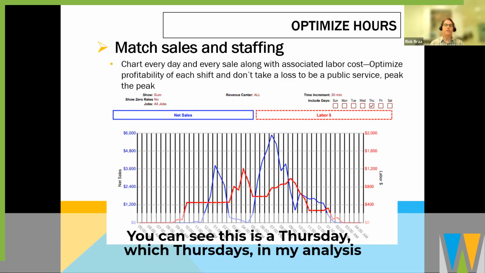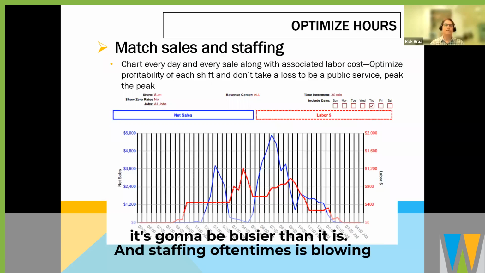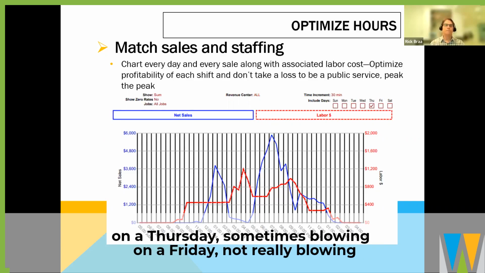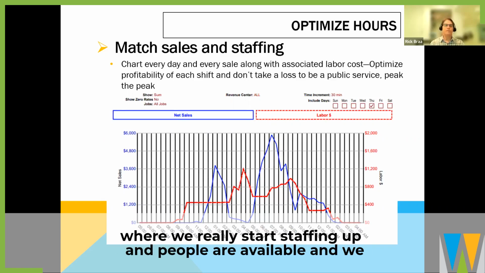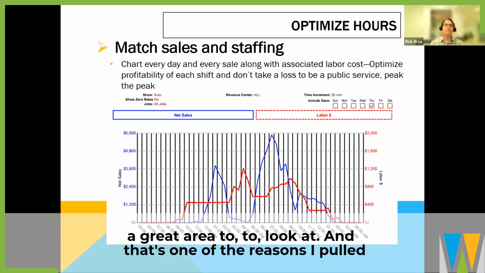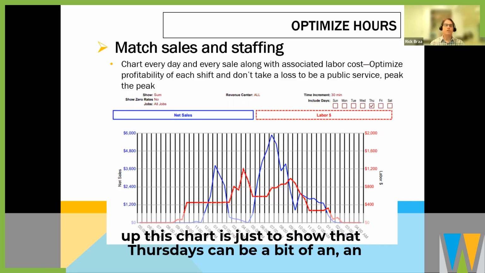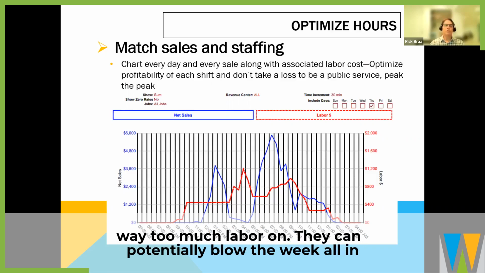You can see this is a Thursday, which Thursdays in my analysis have been the biggest disappointment. For some reason, we always think it's going to be busier than it is. And staffing oftentimes is blowing on a Thursday, sometimes blowing on a Friday, not really blowing that much on Saturday, but Thursday tends to be the Achilles heel where we really start staffing up and people are available and we think it's going to be busier than it is and we blow it. So Thursday is a great area to look at. That's one of the reasons I pulled up this chart, just to show that Thursdays can be a bit of an issue. As people prep and get ready for the weekend, they have way too much labor on. They can potentially blow the week all in this one day.